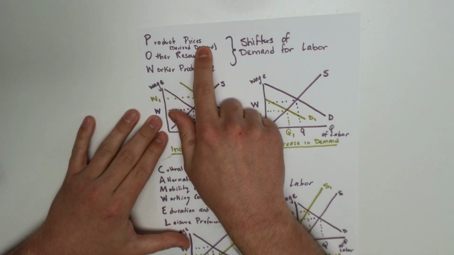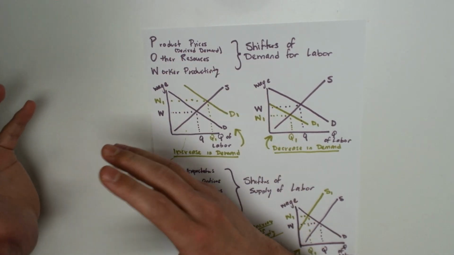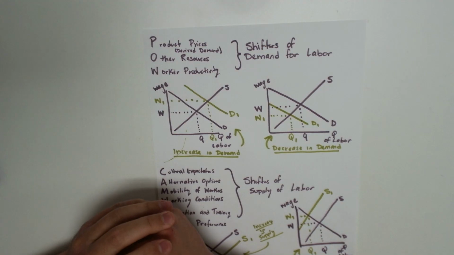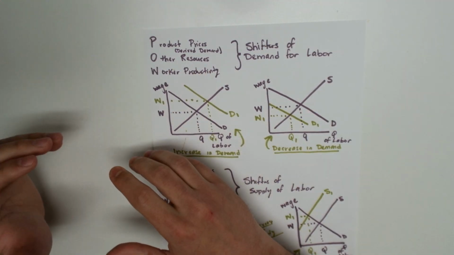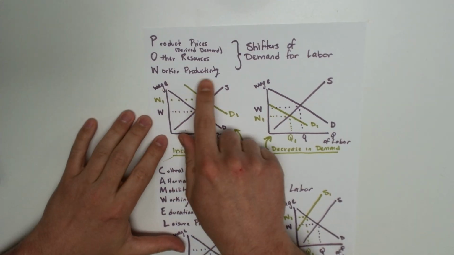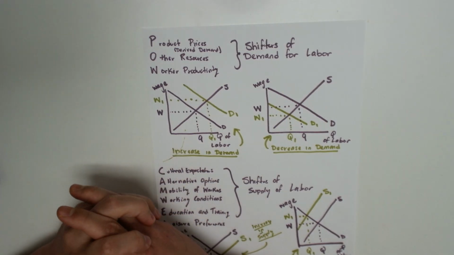We have product prices. Basically, the demand is derived from the final product that people are buying. They're going to need more workers to build it. Other resources, so maybe you have labor versus robots, and worker productivity. How much production are the workers doing in that market?